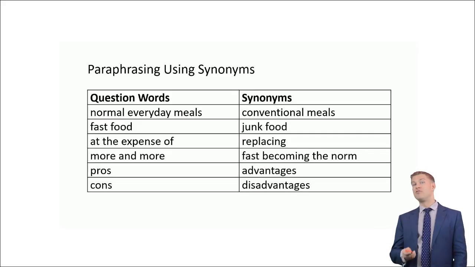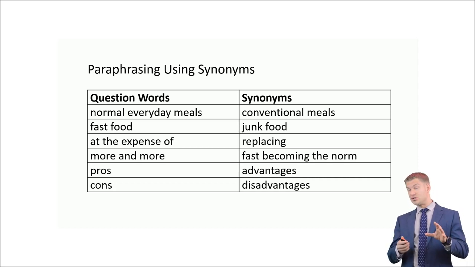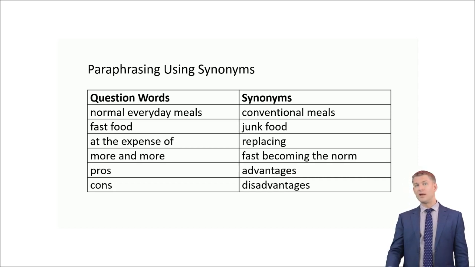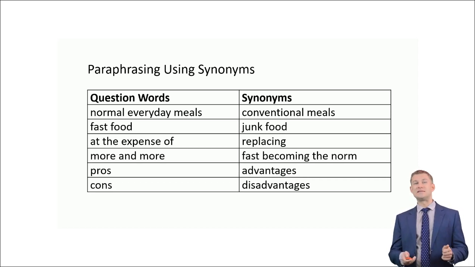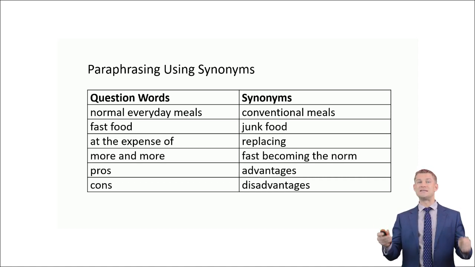You can see we've replaced normal everyday meals with conventional meals. We've also swapped fast food for junk food, which has a very similar or even the same meaning. We've also mentioned our main advantage, which is in this case convenience or saving us time. And we can also see our disadvantage mentioned, which is the damage to health that is caused by this type of food. We've chosen to write this in one sentence. However, if you're not so confident with grammar, you might want to split this into 2 sentences.